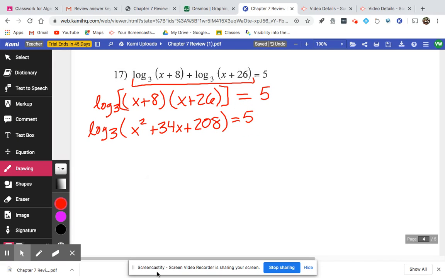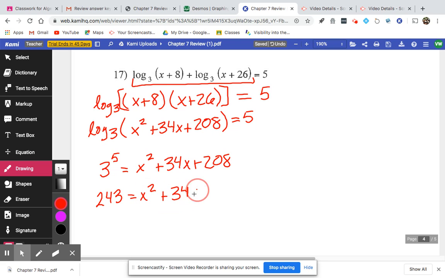Now here's where I go to solve. I say 3 to the 5th is equal to what's in the parentheses, x squared plus 34x plus 208. 3 to the 5th is 243. So 243 is equal to x squared plus 34x plus 208. You may see where this is going by now. Subtract 243 from both sides.